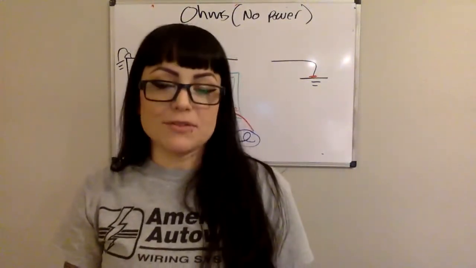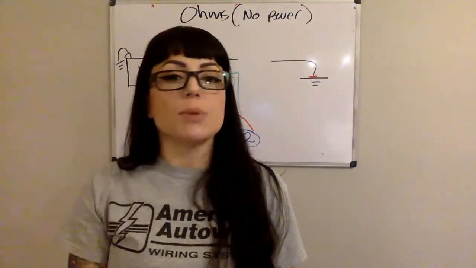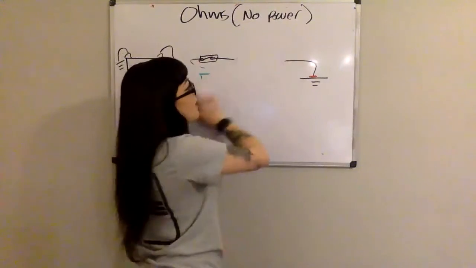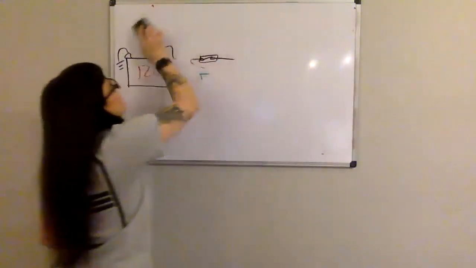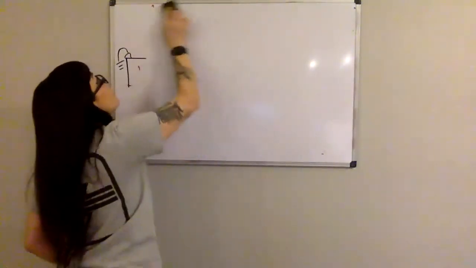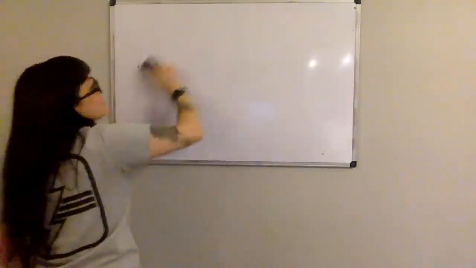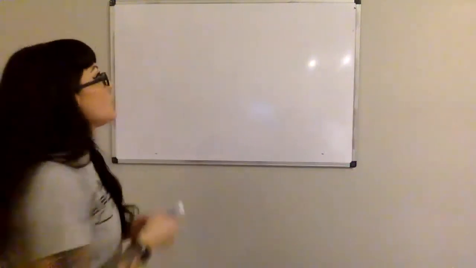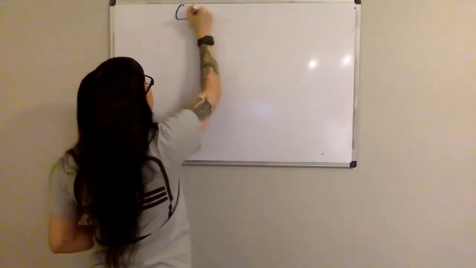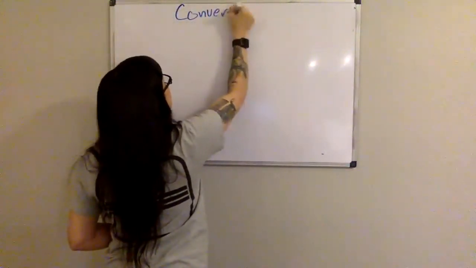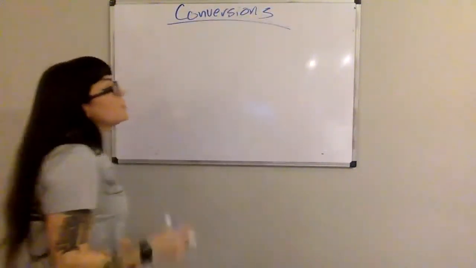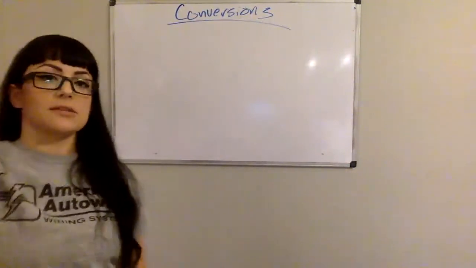Now that you know how to use the meter and you know where you put it in the circuit and how you're going to hook it up, there's one last thing that we need to discuss, because the number you might see might not be the number you think it is on the meter. So I'm going to just briefly show you conversions. And some of you might already know this, so you can skip this portion if this is all basic and easy to you.